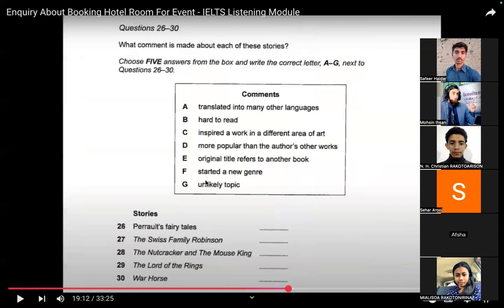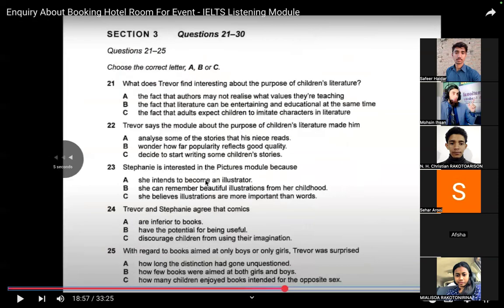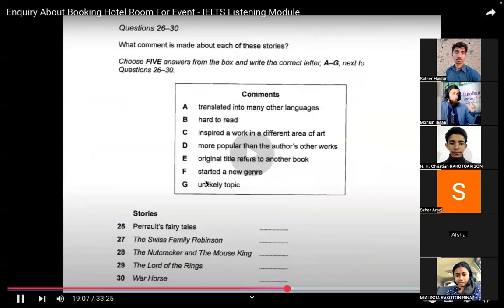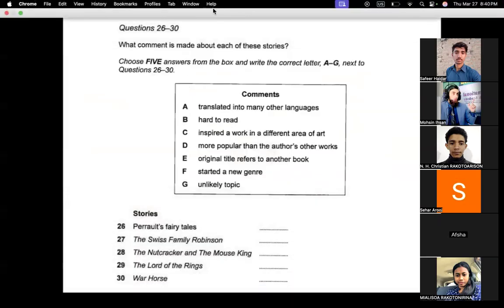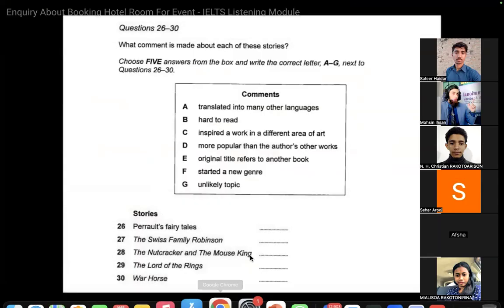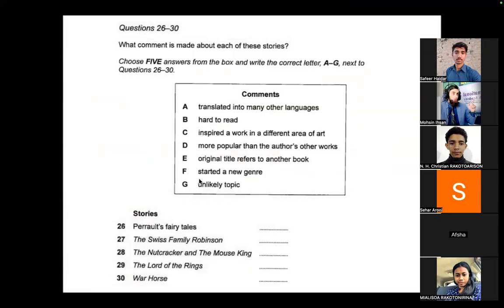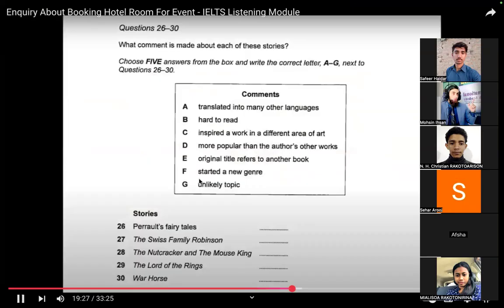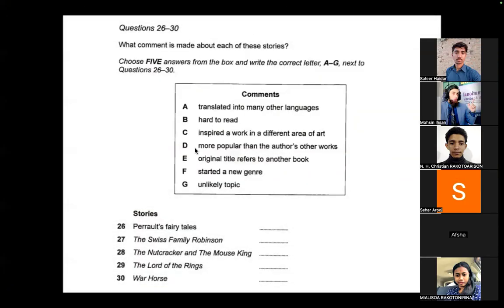Okay, now we go for the audio of it. Yeah, here we go. Fairy tale. Translation, difficulty, inspiration. It is going to be played. Now listen and answer questions 26 to 30.